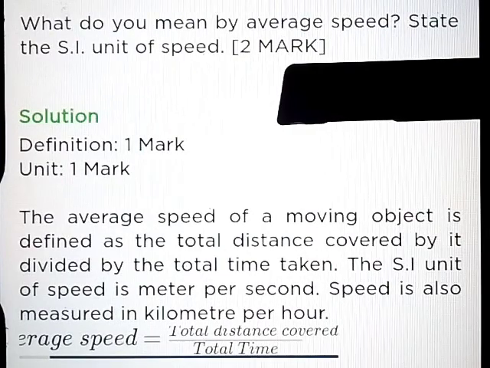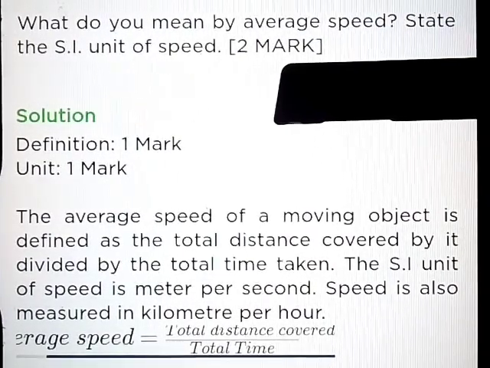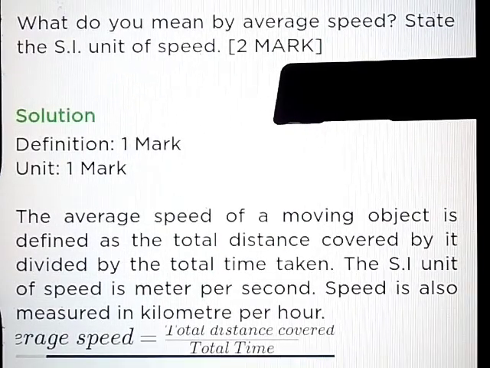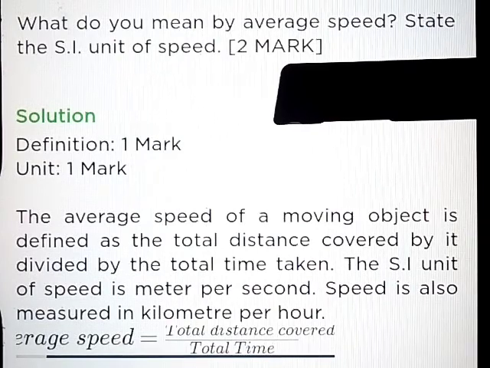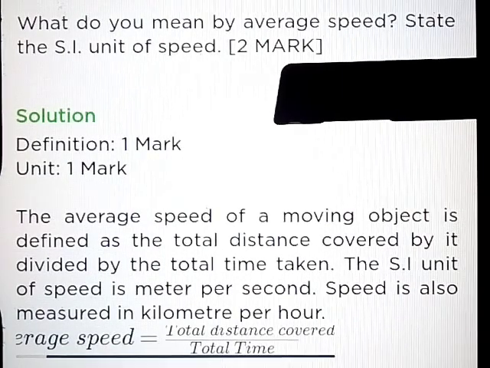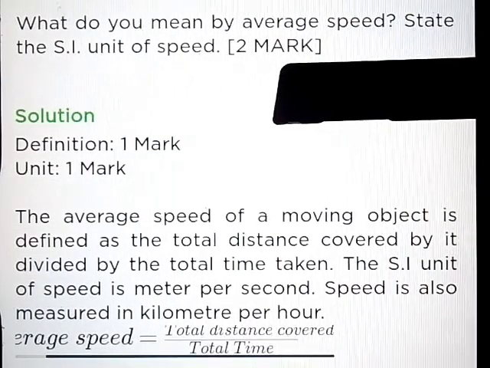Question number 2. What do you mean by average speed? State the SI unit of speed. Answer. The average speed of a moving object is defined as the total distance covered by it divided by the total time taken. The SI unit of speed is meter per second. Speed is also measured in kilometer per hour.